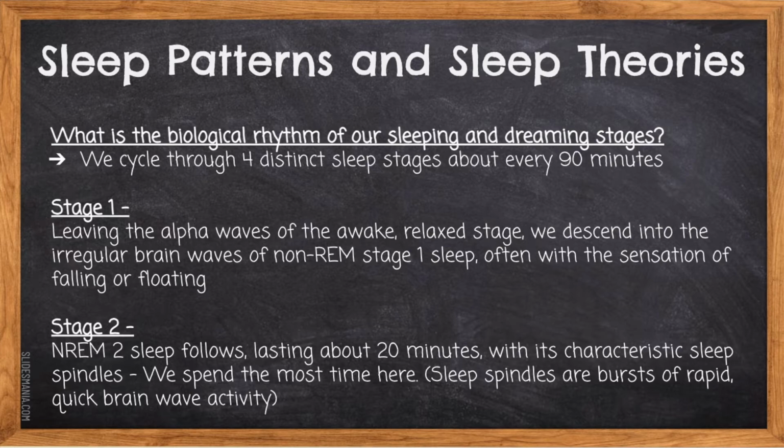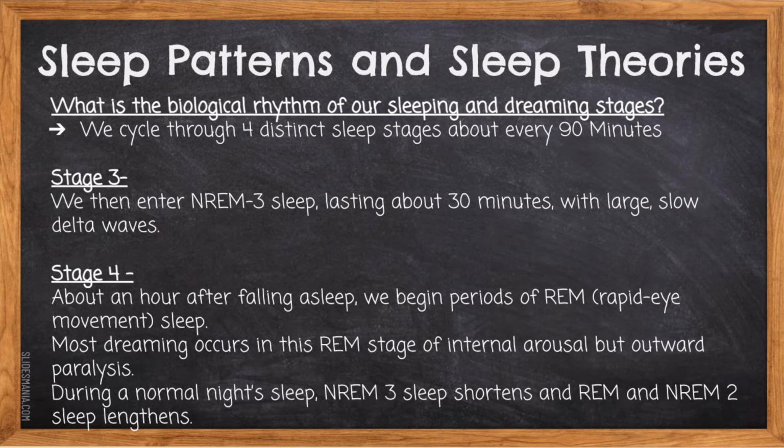Okay, then we enter stage 3. This is about 30 minutes long, and we get large, slow delta waves. So think those great big waves on the ocean, just really big, really calm, right? And then we get stage 4. After about an hour of being asleep, so you've gone through stages 1 through 3, right? You begin periods of what we call REM sleep. REM stands for rapid eye movement. If you actually watch someone sleeping during REM sleep, you can tell their eyes are actually moving under their eyelids.